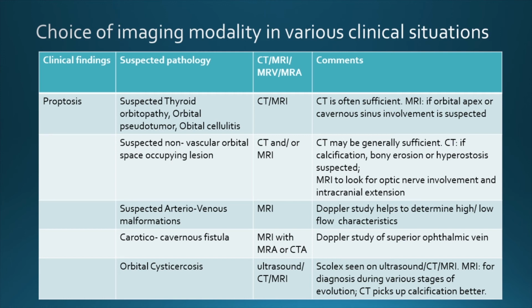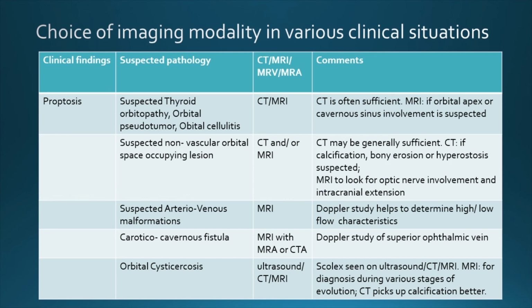In suspected vascular orbital lesions, a CT scan or MRI scan can be done. CT scan will pick up calcification, bony erosions, and subperiosteal lesions, while MRI will be done to see optic nerve involvement and intracranial extension of the lesion. In suspected AV malformation, MRI is the investigation of choice, but Doppler imaging will help to see the flow of the lesion, whether it is a high flow or low flow lesion.